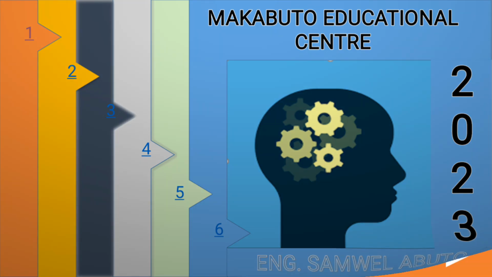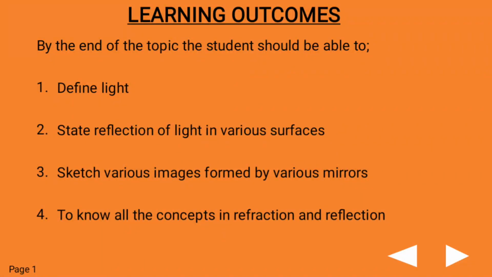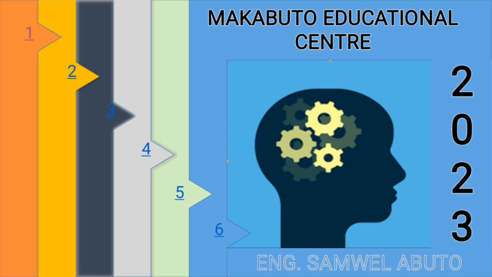So, light. The learning outcomes for this lesson: by the end of the topic, the student should be able to: 1. Define the term light. 2. State the reflection of light in various surfaces. 3. Sketch various images formed by various mirrors. 4. Know the concepts in refraction of light.